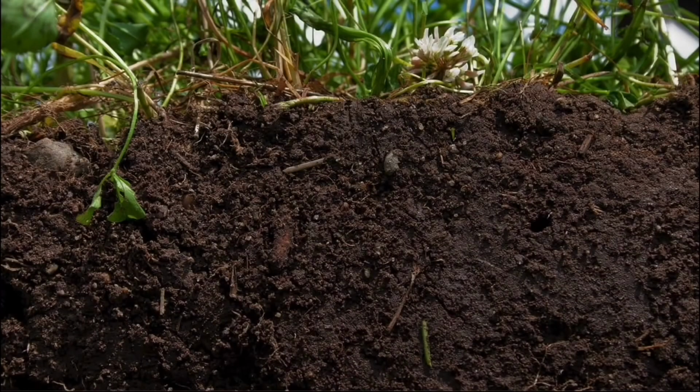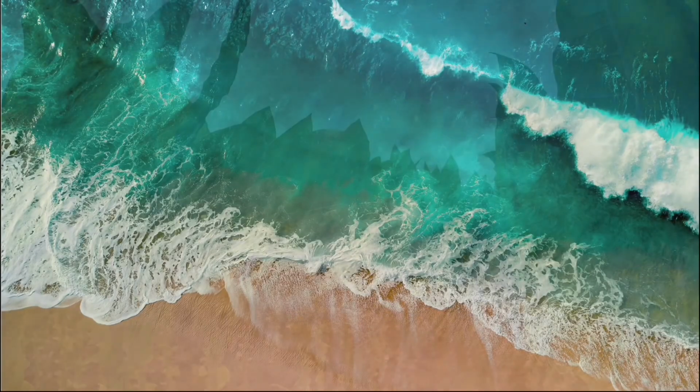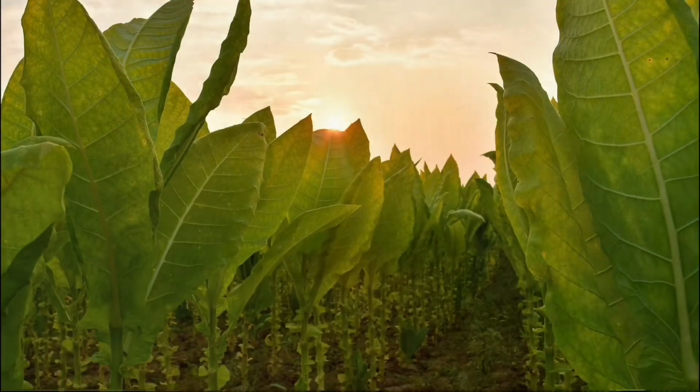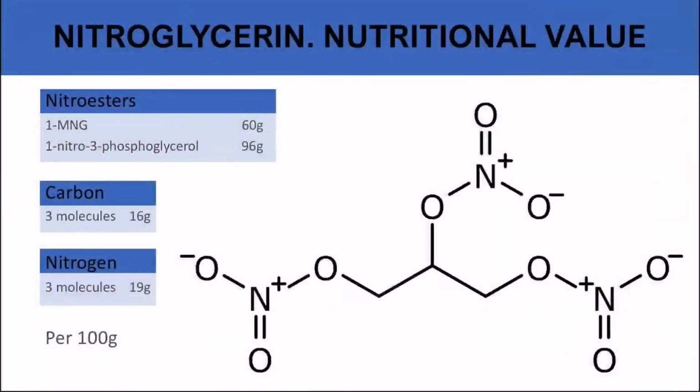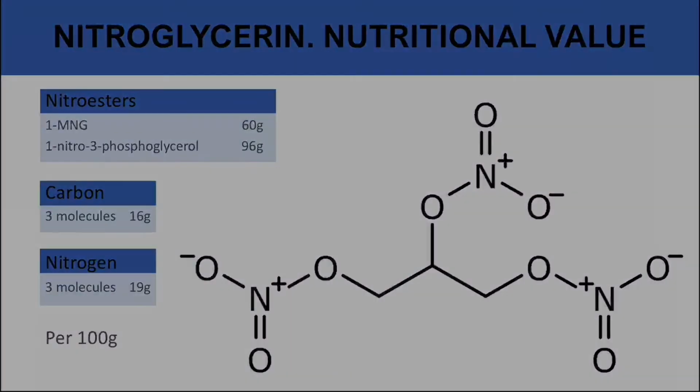A few Arthrobacter species, such as A. globiformis, have been found to be facultatively anaerobic, allowing them to survive in environments where oxygen levels change frequently. Another factor that enables Arthrobacter to live in a wide range of habitats is their nutritional versatility. They're able to use a number of molecules as their sole source of carbon and nitrogen, such as nitroglycerin.